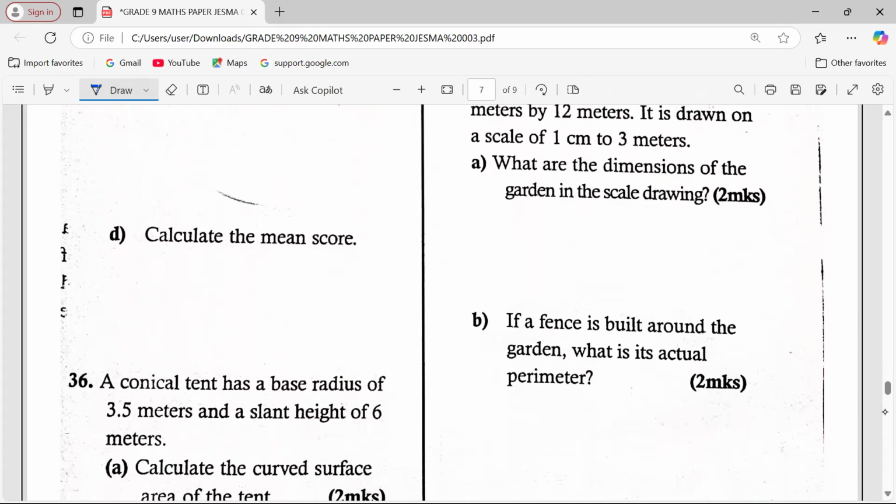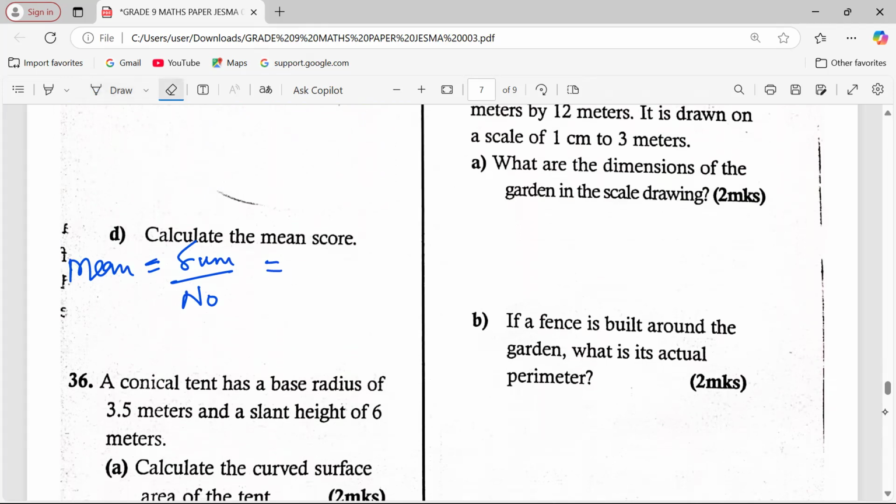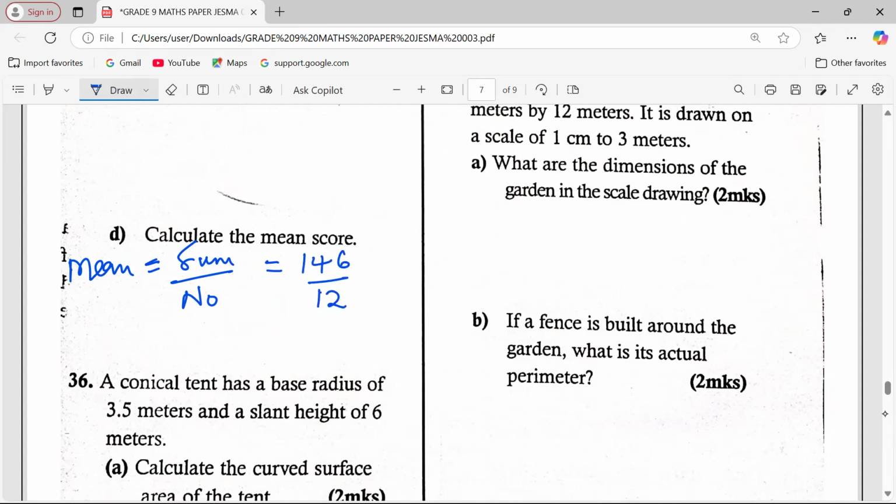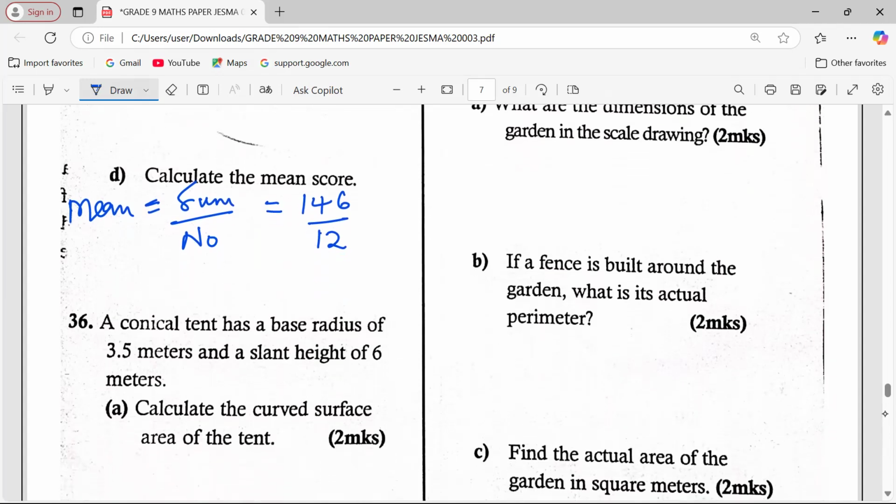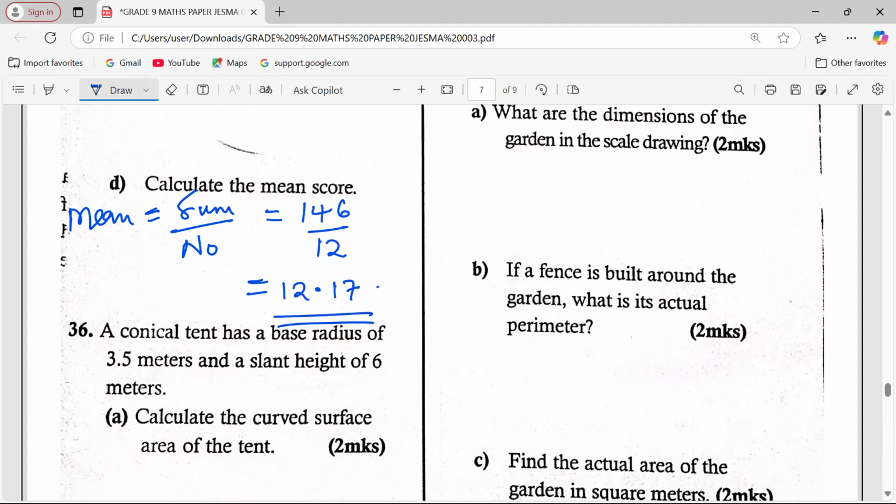Then to calculate mean, now mean means sum out of the number of terms. So when we add everything, we shall get 146. We add all the marks, we get 146. Then after getting 146, now we say this one will be divided by 12 students or 12 learners. So this will be 12.17. That is what it means by the mean mark.